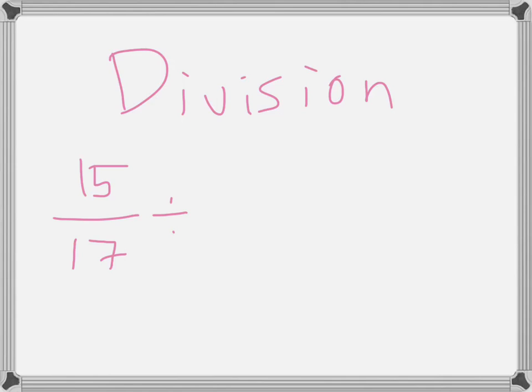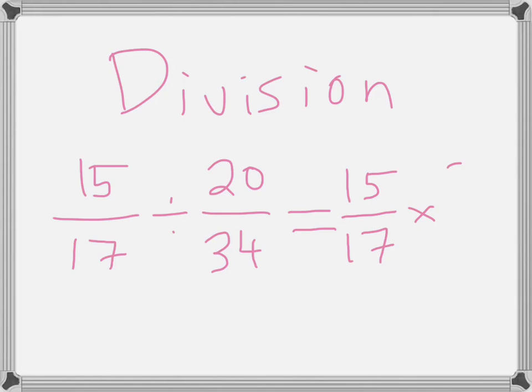Last part is division. Let's take a look at 15 over 17 divided by, let's say, 20 over 34. Well, with division, the second fraction reciprocates. This is from way back in 6th grade, people. 15 over 17 times 34 over 20. Done. And notice we've already solved this problem, so we don't need to do that again. Already did.